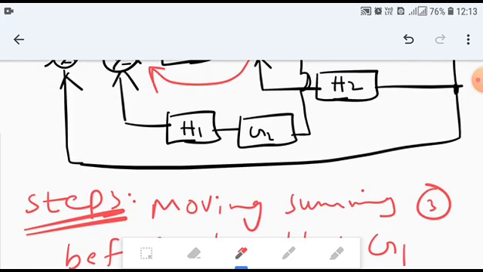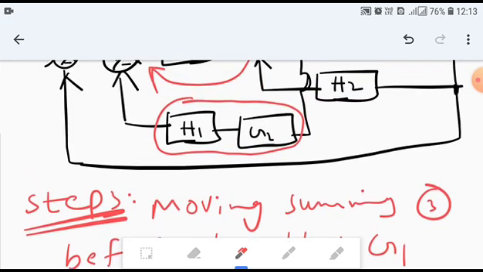So here you can combine this H1 G2 into a single block because these two are in series. You can write it as H1 G2 in this step itself, or in the next step also you can write it as H1 G2. Okay.